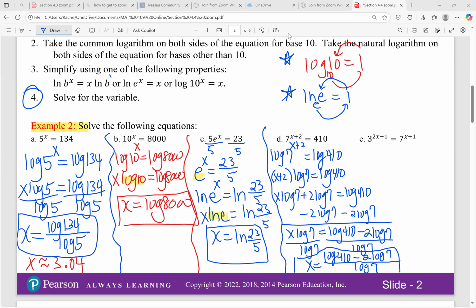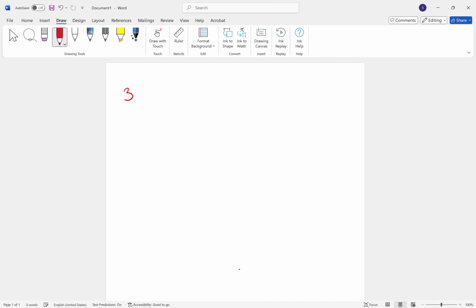All right, so let's do the last one, part E. I'm going to go to the whiteboard for this one just because I'll have more room over there and I don't want to erase what I have here. So we have 3 to the 2x minus 1 is equal to 7 to the x plus 1. So let's go over to the whiteboard. Okay, so we have 3 to the 2x minus 1 equals 7 to the x plus 1.